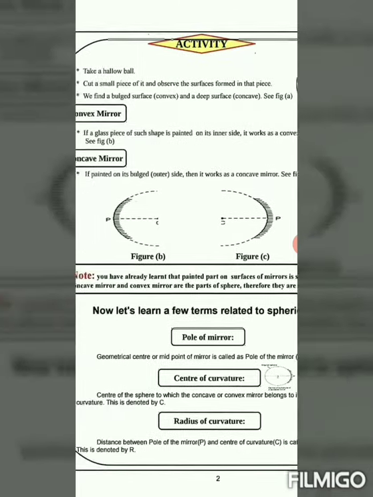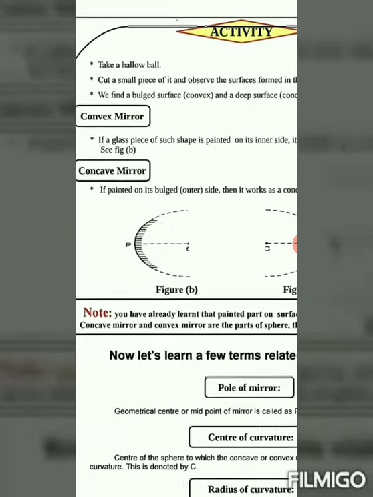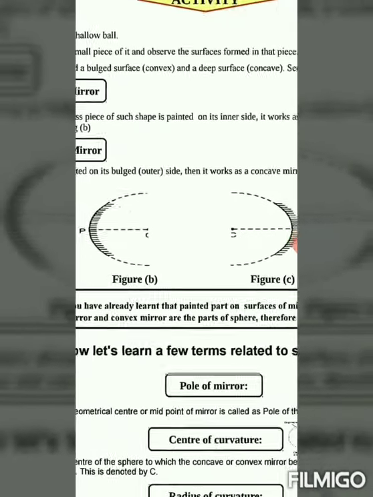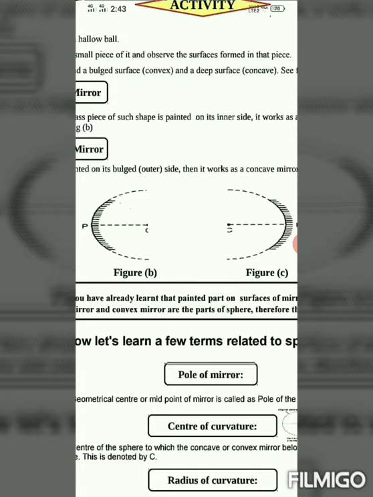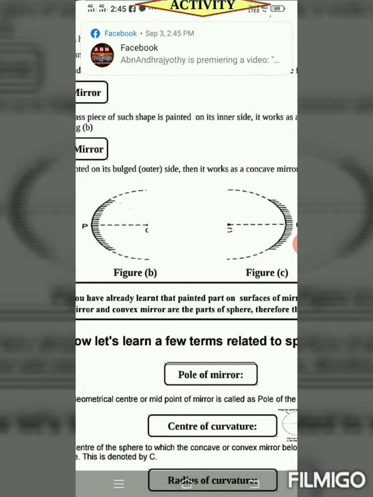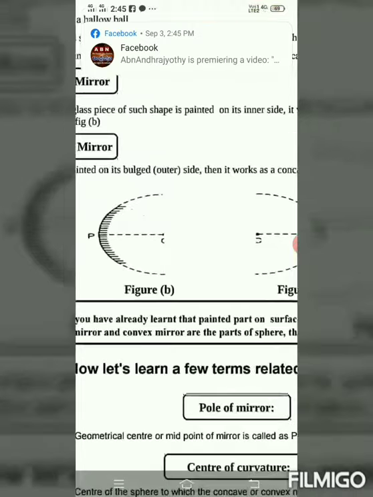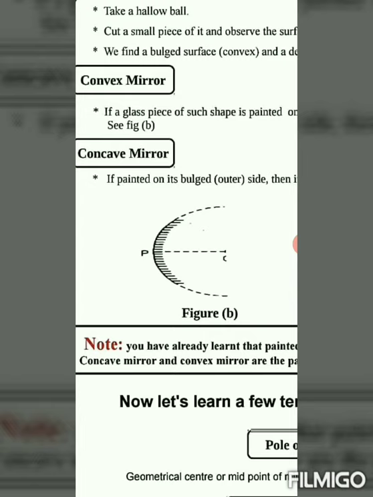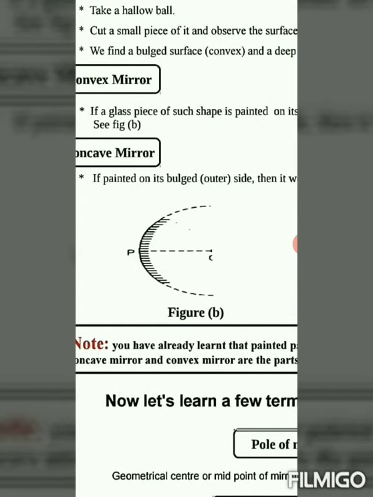So now we can see the convex mirror. To know the difference between convex and concave mirrors, observe the diagrams in figure B and figure C. In figure B, some dark lines are there. In this figure B, P means pole. Pole means the mid portion. The midpoint of the mirror is called the pole. And this is C. C means center of curvature.